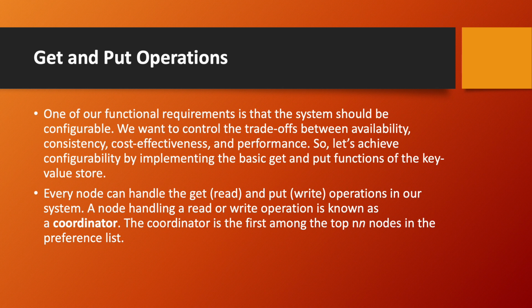One of our functional requirements was that the system should be configurable. Well, it was not technically a requirement, but it's nice to have. We want to control the trade-offs between availability, consistency, cost effectiveness, and performance. So let's achieve configurability by implementing the basic get and put functions of the key value store. Every node can handle the get and put operations in our system. A node handling a read or write operation is known as a coordinator. The coordinator is the first among the top n nodes in the preference list.